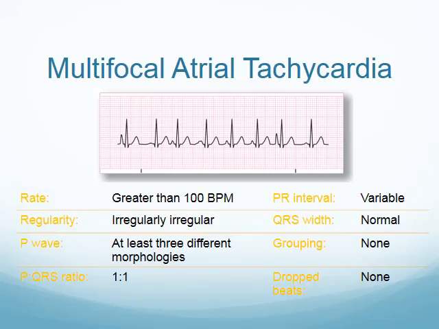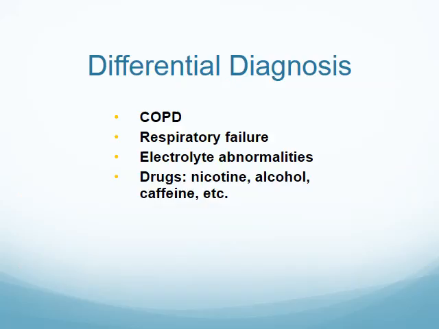All right, here's our example. We have 3 different P wave morphologies here. We have an irregularly irregular rhythm. The rate's greater than 100 beats a minute. The P to QRS ratio is still 1 to 1. The PR interval is variable. We still have normal QRSs here, and there's no grouping or drop beats. Again, differential diagnosis is going to be COPD, respiratory failure, electrolyte abnormalities, and nicotine, alcohol, caffeine.